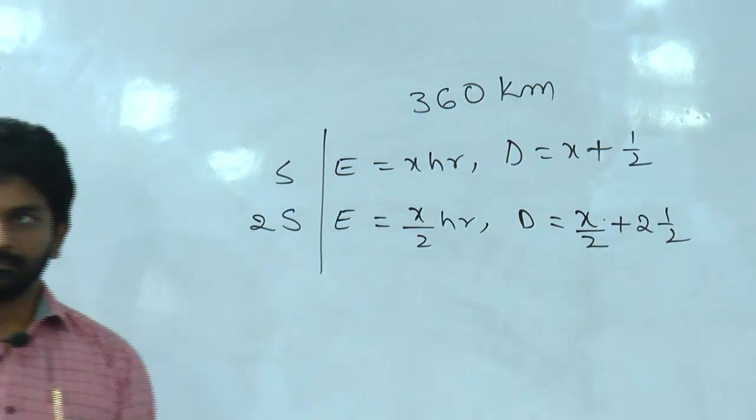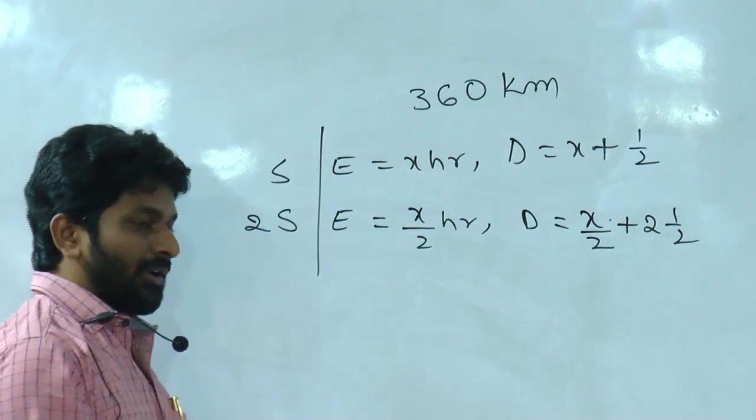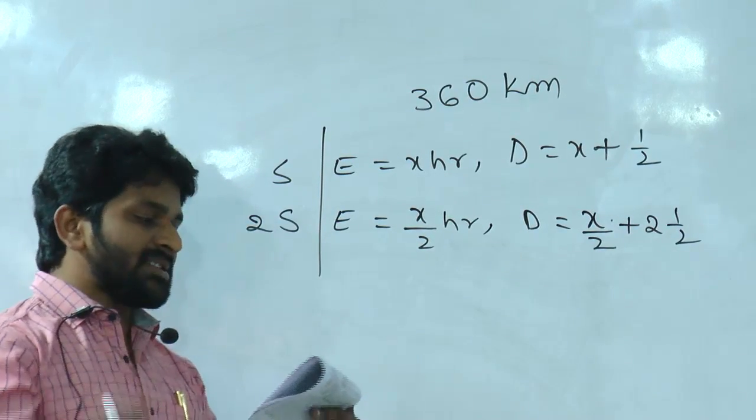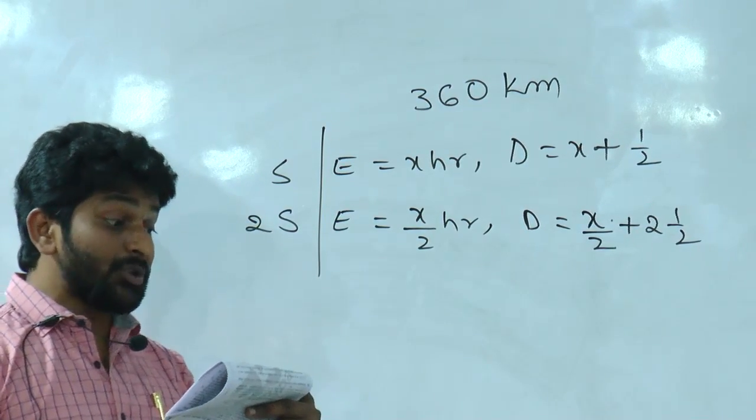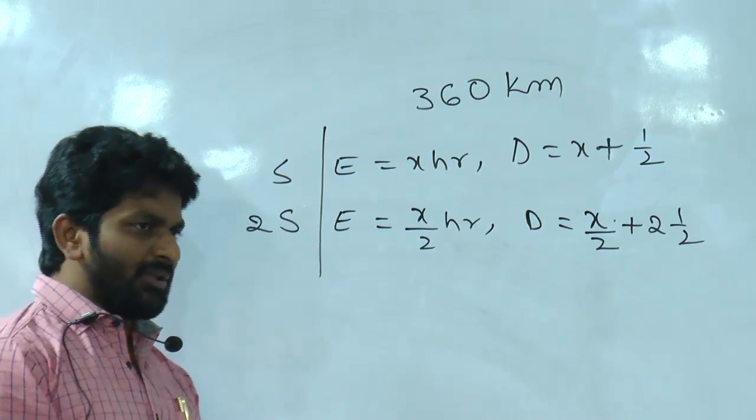Right. Ellie takes half an hour less, right? So that will be x plus half only. Now you're asked about the speed of Ellie. What is your first option? Let me just substitute values here.